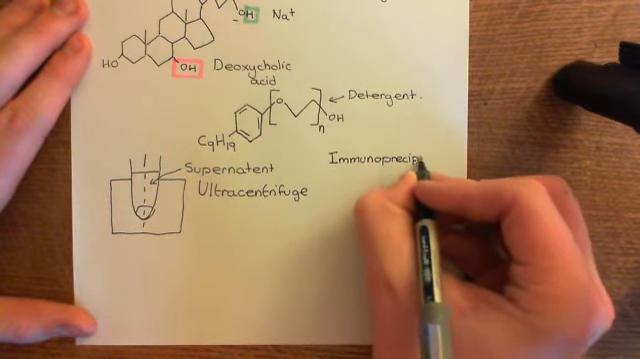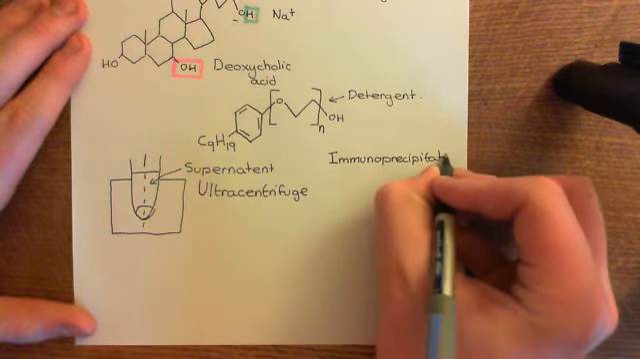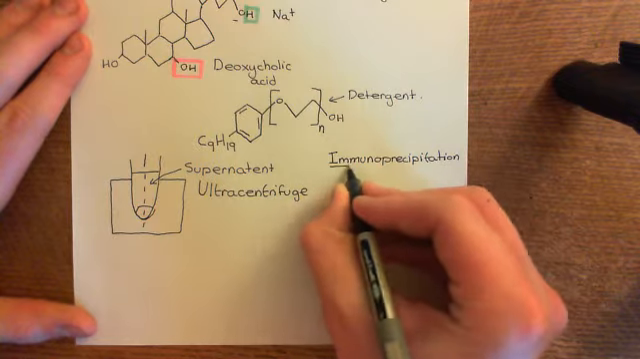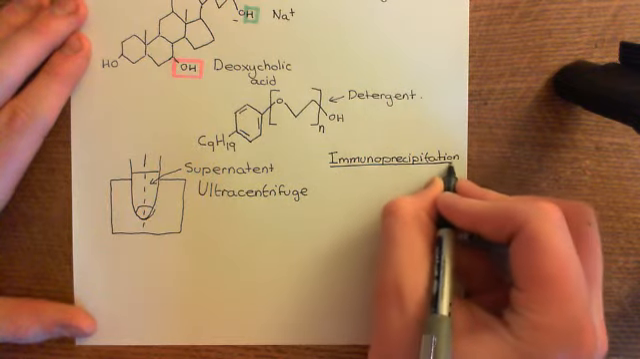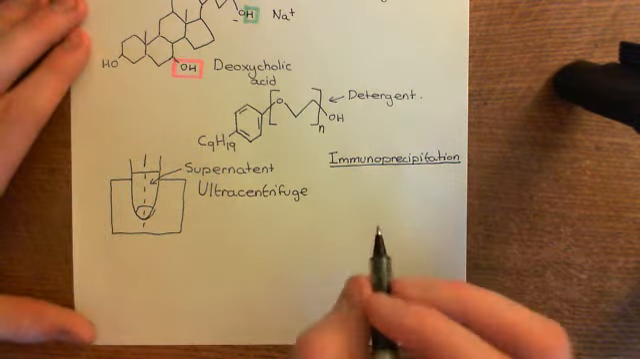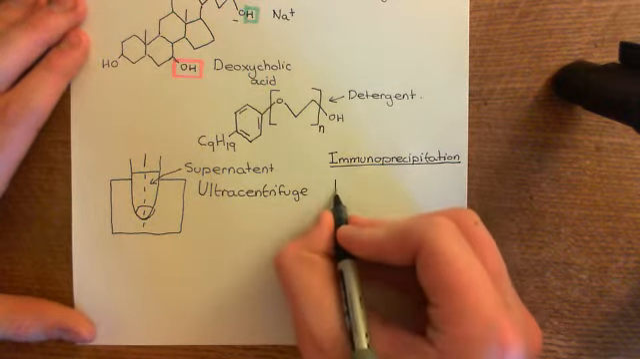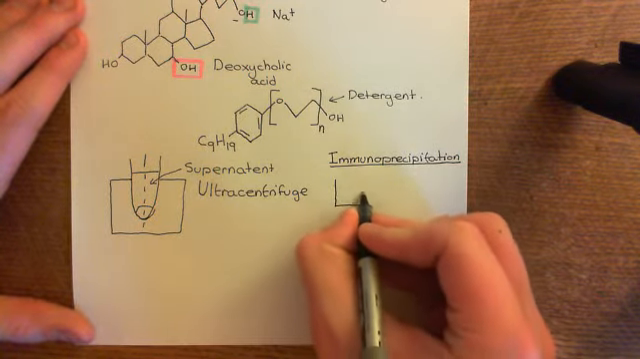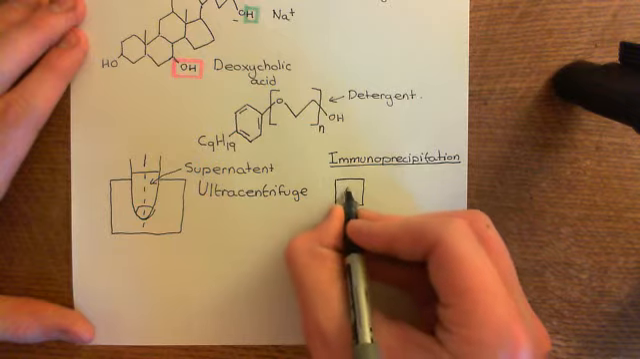Okay, precipitation. That's a long word. Right. So what does immunoprecipitation involve? Well, basically, it's exactly this. It's a technique for separating a mixture of proteins apart.